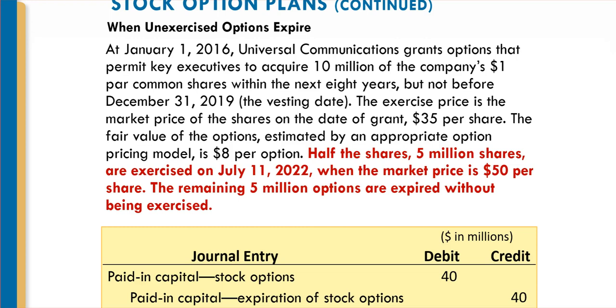So if half were exercised and they were removed, we had a remaining balance of paid-in capital stock options of 40. What happens if they expire? If they expire, you're going to transfer it to paid-in capital, expiration of stock options.